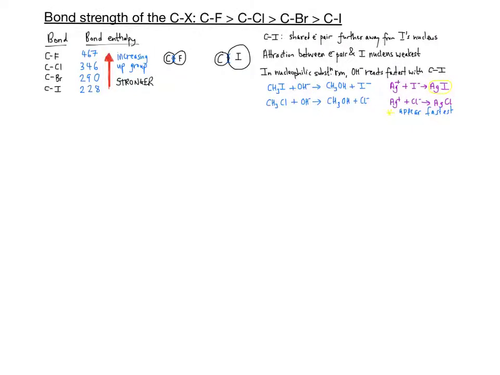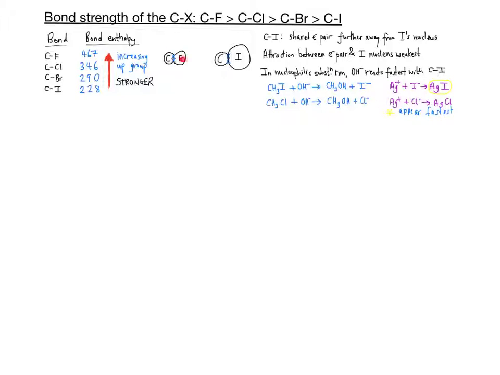The last item to consider is the bond strength of the halogen to carbon bond, and you can see the trend is summarized here. So when you go up the group, C-I up to C-F, the bond strength increases significantly. So C-F is much stronger than C-I. This small diagram here will help you to envisage why that is.